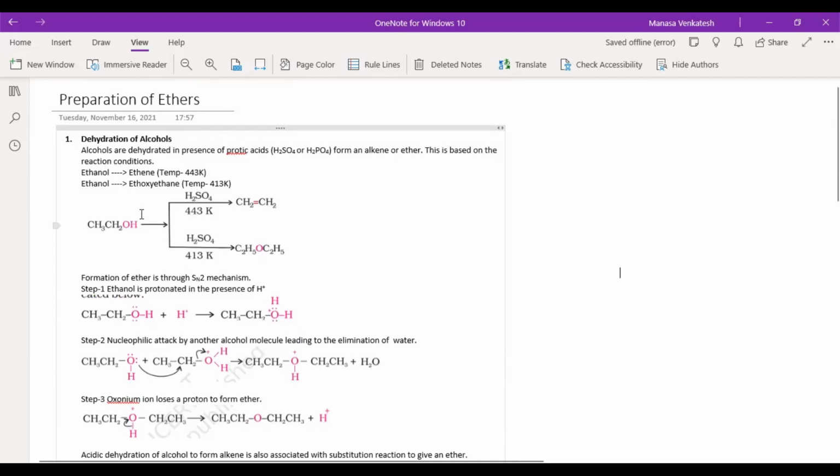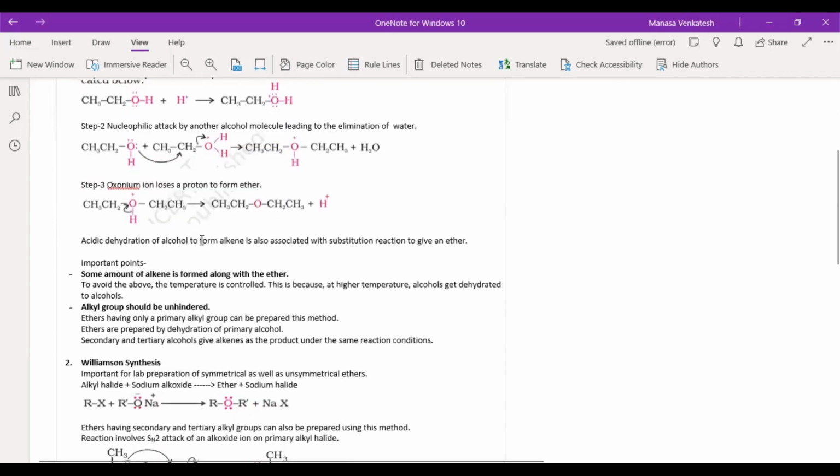Dehydration of alcohols: at a high temperature, we get an alkene, but at a lower temperature, we get an ether. So there are two conditions. First, the temperature has to be controlled to make sure that the alkene is not formed. And second, only primary alcohols can be converted to an ether using this method, because secondary and tertiary alcohols can get converted to an alkene even at lower temperatures. This is because they undergo dehydration much more easily compared to a primary alcohol.